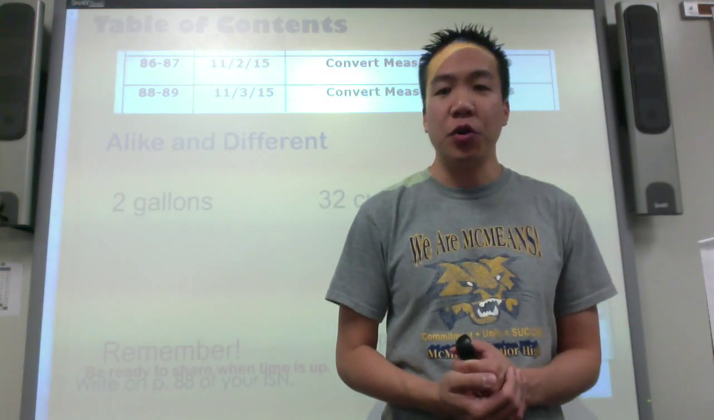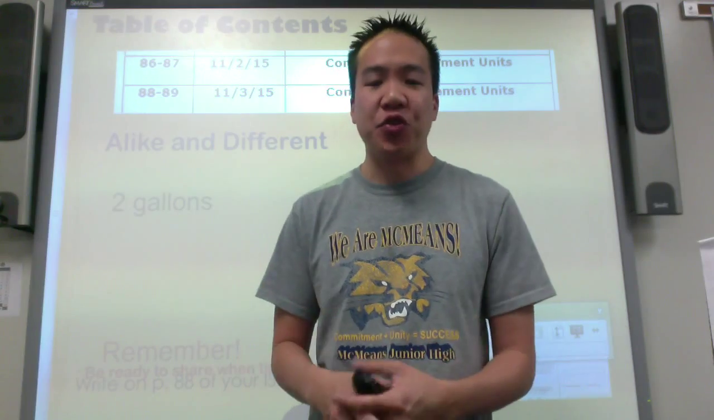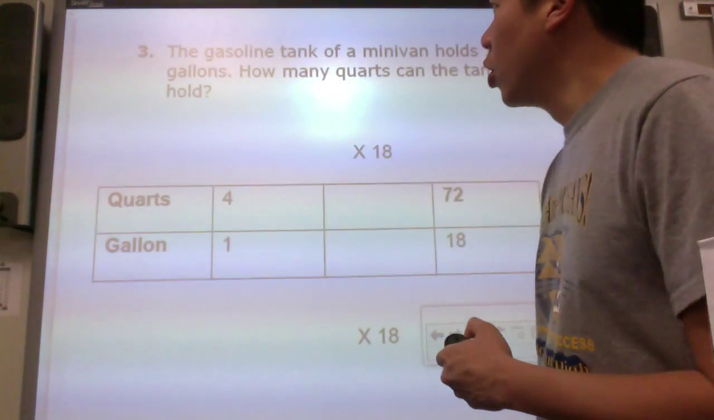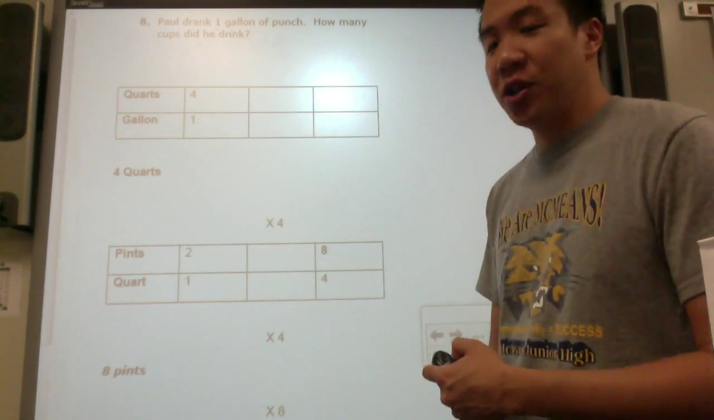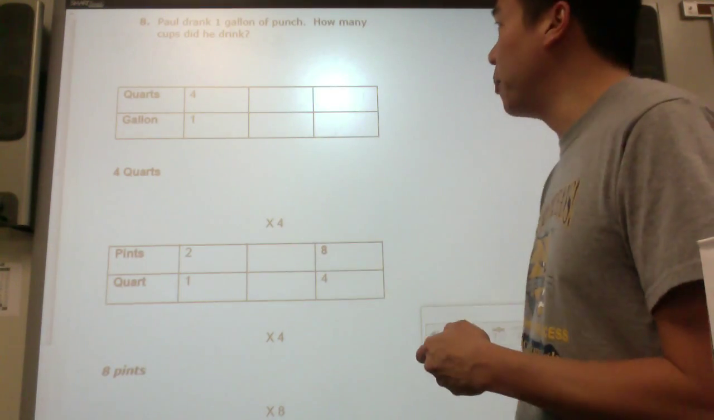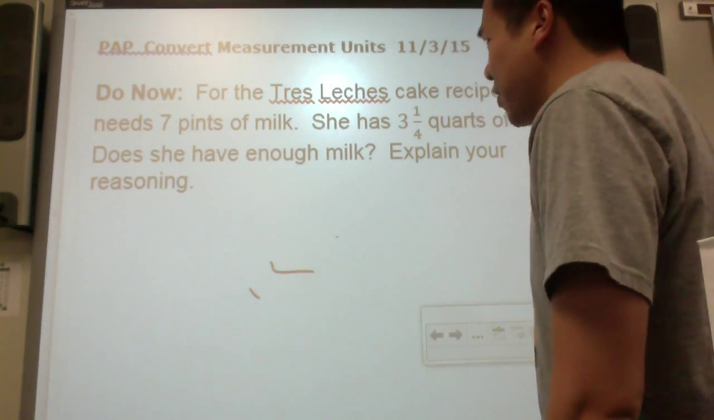This lesson is how to convert between systems, from the customary system to the metric system or vice versa. But before we do that, let's see if we remember how to convert measurement units within just customary or just metric. So, for the tres leches cake recipe, Melody needs 7 pints of milk.